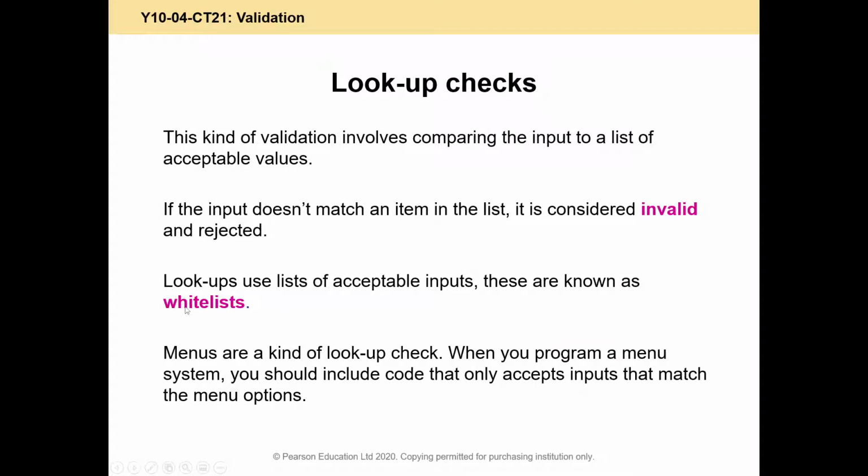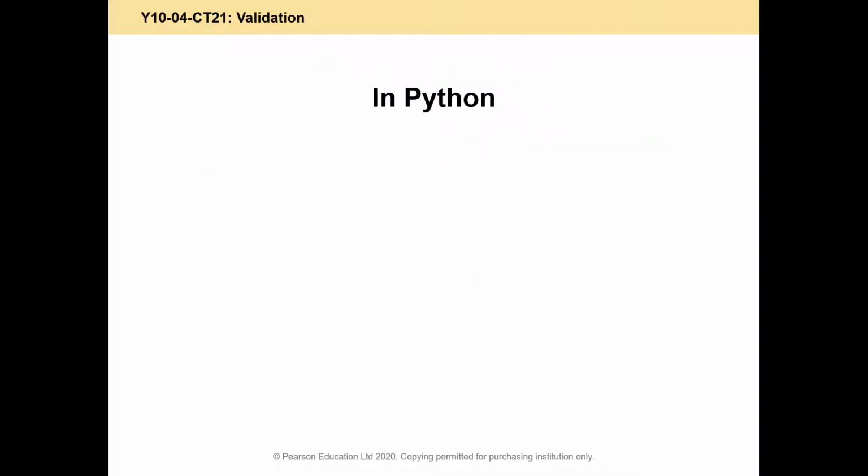Or you can have blacklists and whitelists. Interestingly, the tech community is trying to get rid of these because they consider this terminology racist. But a whitelist is a list of things you are allowed to have, like yes and no. And a blacklist would be a list of things you're not allowed to have, like you check and see if someone's typed in a swear word or something like that.